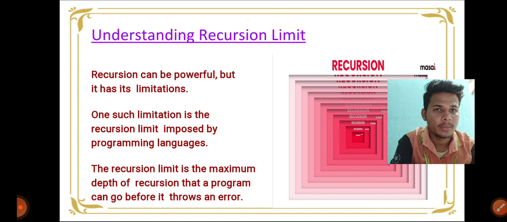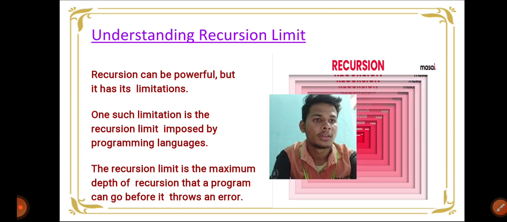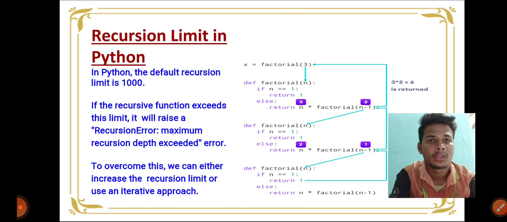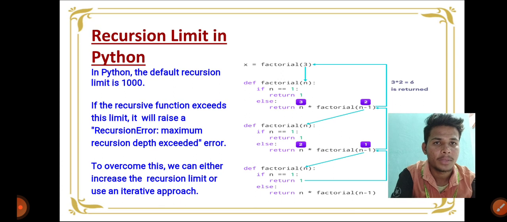Understanding the recursion limit. Recursion can be powerful, but it has its limitations. One such limitation is the recursion limit imposed by programming languages. The recursion limit is the maximum depth of recursion that a program can go before it throws an error. The recursion limit in Python.